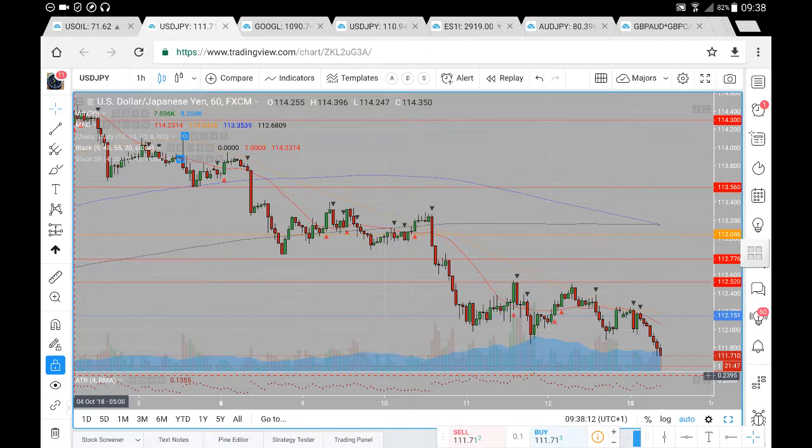So this is the US dollar Japanese yen analysis for Monday the 15th of October. Now let's just have a look at prices and where prices may likely go. So here on the US dollar Japanese yen, we've had this price come down towards this 12.15 area, which previously acted as resistance, now acting as support.